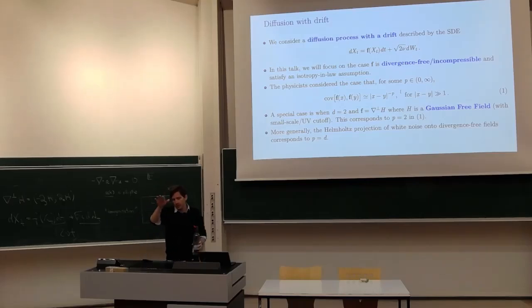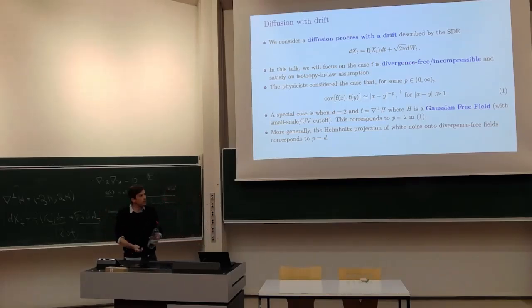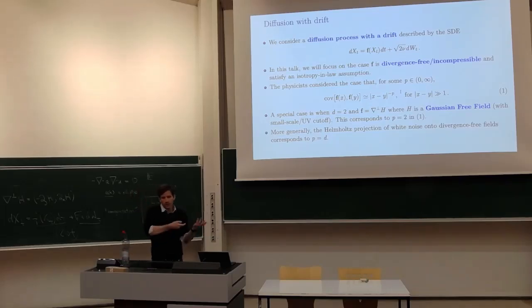When you project that onto the space of potential fields, you get the Gaussian free field, which is a very natural object the probabilists and the physicists have studied for many years. And if you project it on the space of incompressible fields, which is like the orthogonal complement of that, you get this object. And so that's the object that they wanted to study.